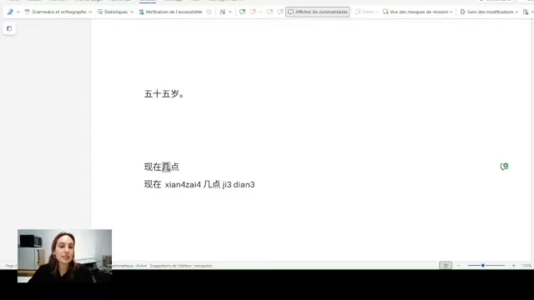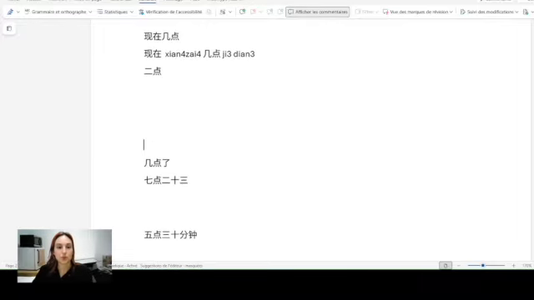So 几点, and 现在 means right now. So what time is it now? 现在几点? And to answer this question, you don't have to repeat the 现在. You can if you want, but you can just say the number and 点. So let's say it's 2 o'clock right now. How would you say that? Correct. You would say 2点. 现在2点. So it's 2 o'clock.